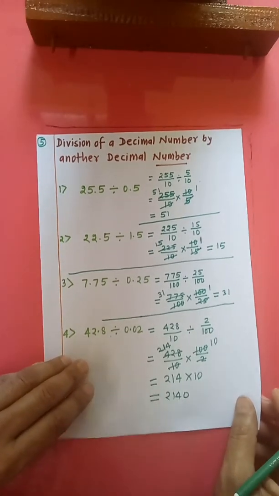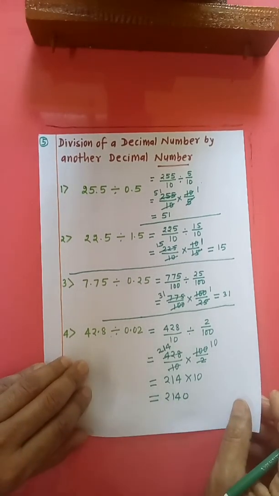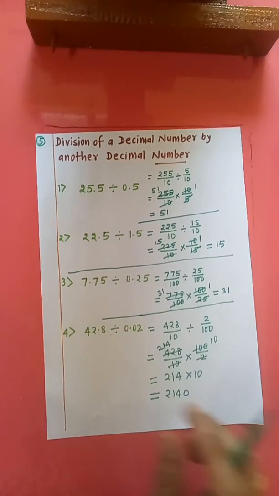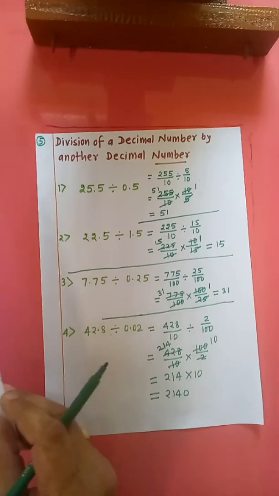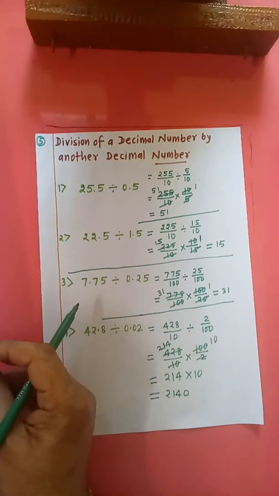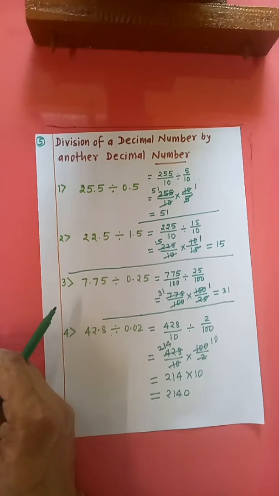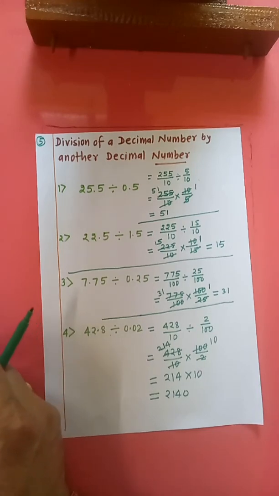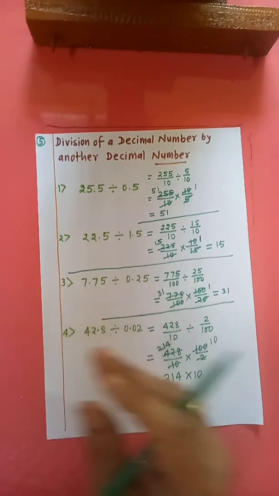So dear students, in this video you have learnt about division of a decimal number by another decimal number, division of a decimal number by a whole number, division of a decimal number by 10, 100 and 1000, multiplication of decimal numbers by 10, 100 and 1000. So thank you so much.